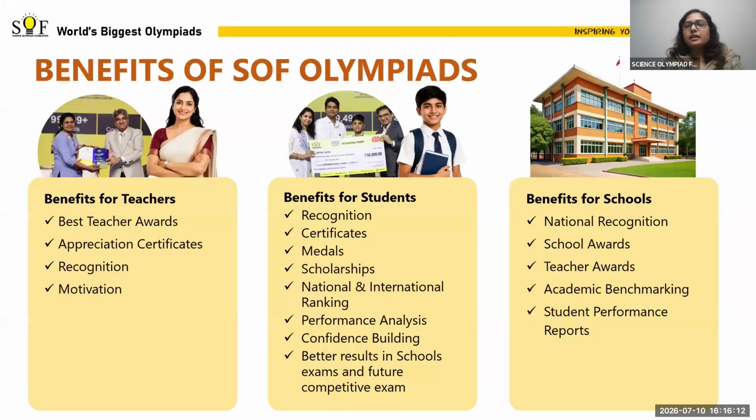Now, one of the best things about SOF Olympiad is the benefit for all: for schools, teachers, students, all of them. Students receive recognitions, medals, certificates. Even we have a certificate for participation. Various scholarships, national and international rankings, and a detailed performance report in the form of SPR, that is Student Performance Report, for every participating student, for each Olympiad. In fact, we are the only Olympiad organization that provides such a comprehensive report.